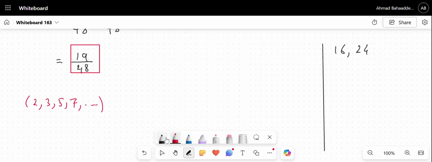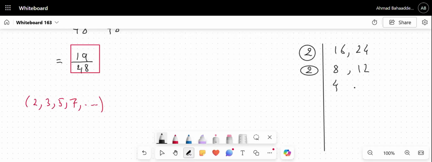We start with 2. So if I put 2 here, is any of these two numbers divisible by 2? Yes, both of them. 16 divided by 2 gives me 8. 24 divided by 2 gives me 12. I repeat 2 as much as possible, even if there's only one of them divisible by 2. So again, 2, yes, it is. It is going well.